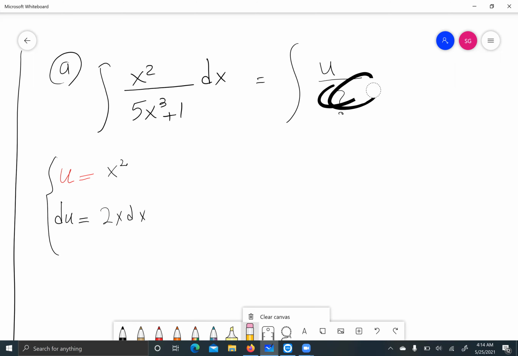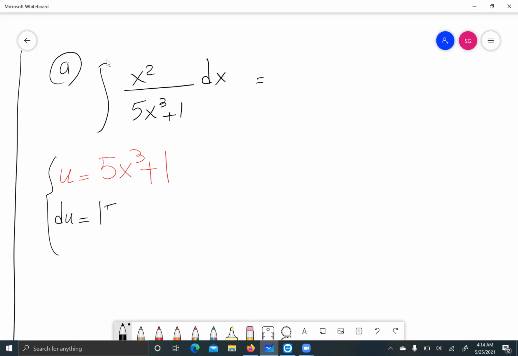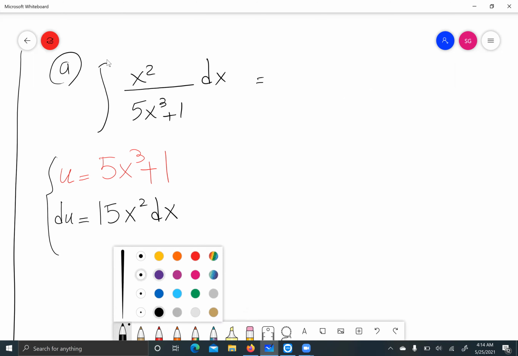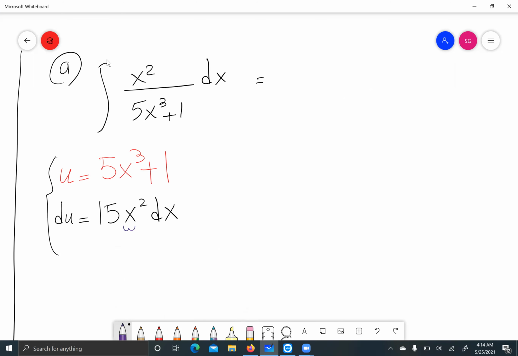But what if we take the denominator 5x cubed plus 1 as u? Then look at it. The derivative is going to be 15x squared times dx. And why is this going to be helpful? The reason is that the derivative contains the numerator. You see that? So the idea is that usually you take the function as the u in a way that when you take its derivative, that derivative appears somewhere in the integrand.